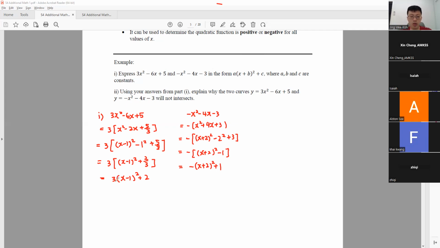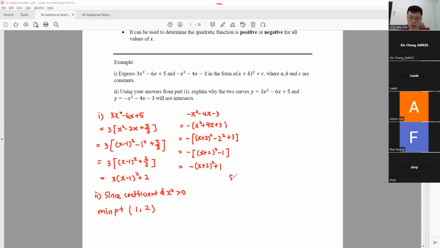Since I'm doing part 2 now, since the coefficient of x squared is more than 0, because 3x squared is more than 0, from this part I will know that the minimum point is actually (1, 2). Remember, from the completing the square, x is 1 when this thing is 0, that is where you get your minimum point. So x has to be 1, and when this is 0, the y coordinate will be 2.